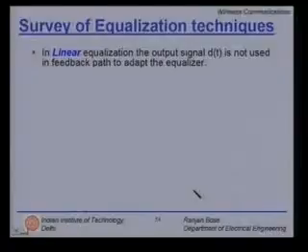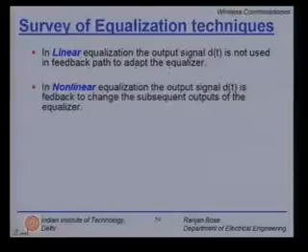In linear equalization, the output signal dt is not used in the feedback path to adapt the equalizer. However, in nonlinear equalization, the output signal dt is fed back to change the subsequent outputs of the equalizer. This is the basic difference.